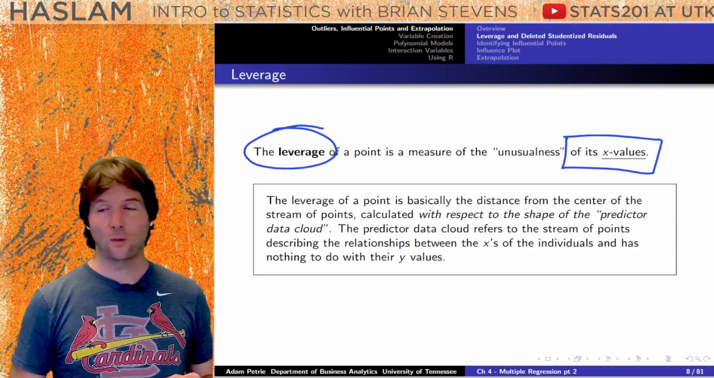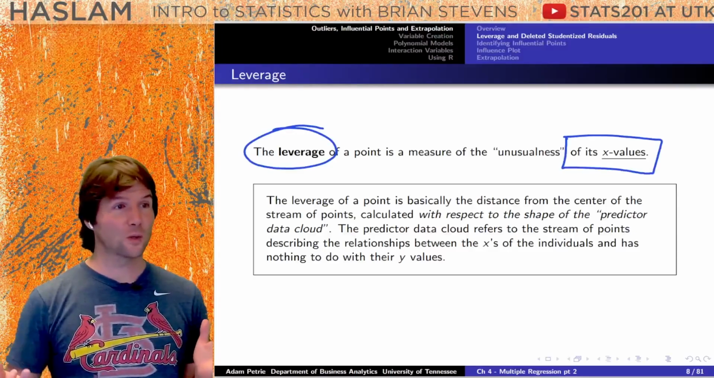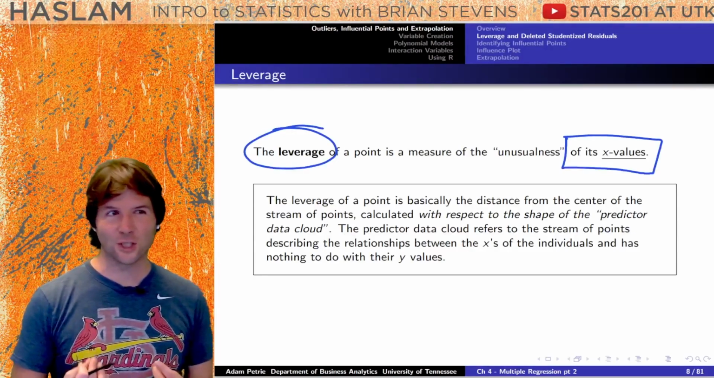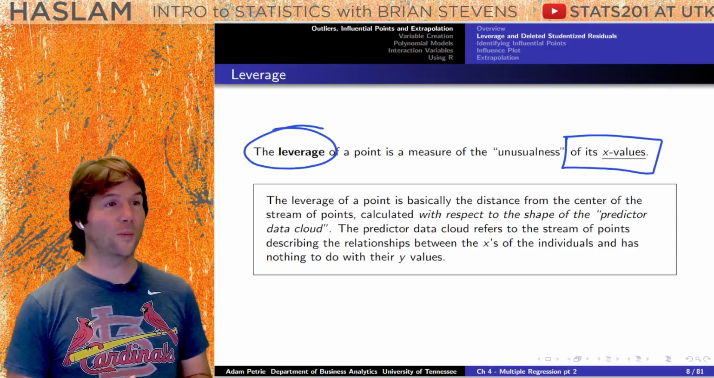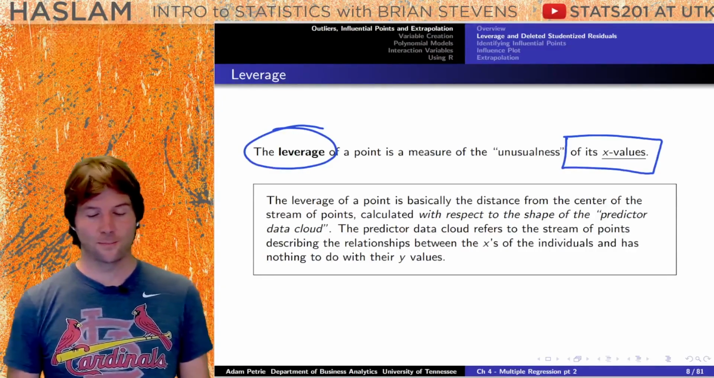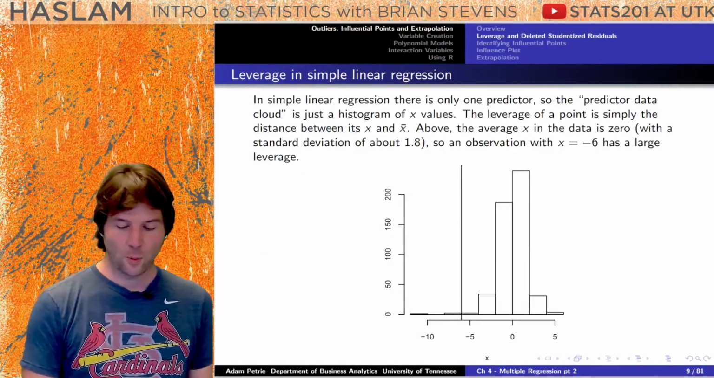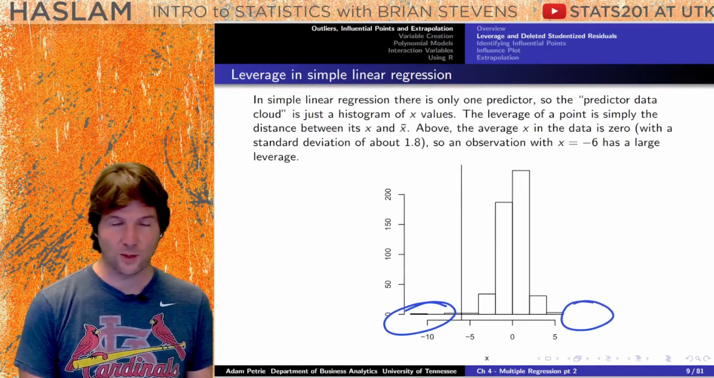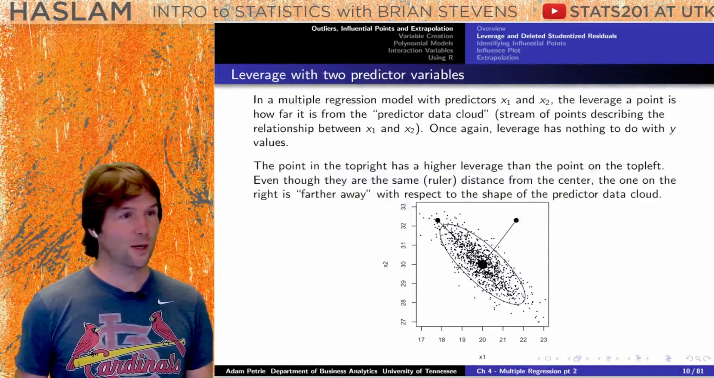So think of somebody who is very unusual on every single characteristic, and they would have a lot of leverage on the model, and they're going to pull the model sometimes towards them. So over here, points would have leverage, and over here, points would have leverage. How about on this graphic?